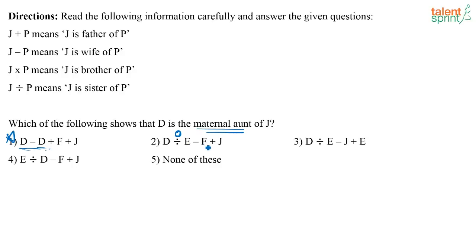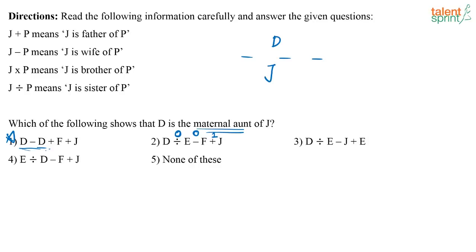E minus F means E is the wife of F again. So, here generation gap is 0. Then you have F plus J where F is the father of J. So, here if you see between D and J, the generation gap is 1. So, if D is in this generation, J is going to be just 1 generation below that. So, this satisfies the generation gap requirement.